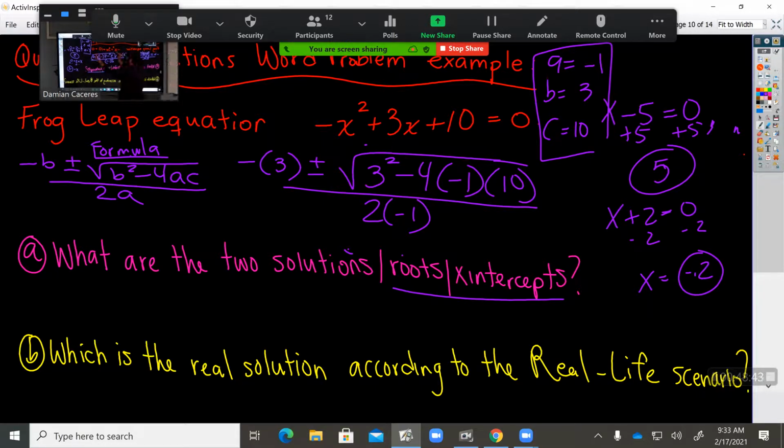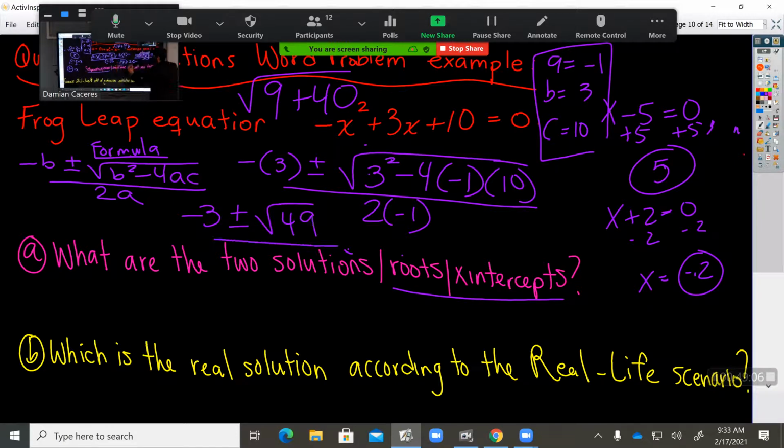Now, wait. Do what's in the square root first. So, 3 to the second power is 9. Negative 4 times negative 1 is positive 4. Times 10 is positive 40. What's 9 plus 40? 49. So, our answer is going to be coming from negative 3 plus or minus square root of 49 divided by negative 2. Now, what's the square root of 49? 7.